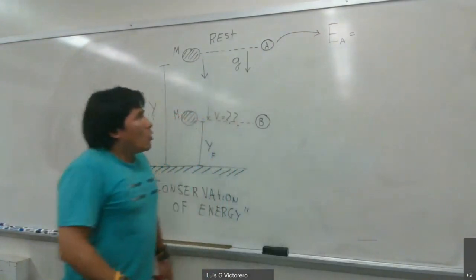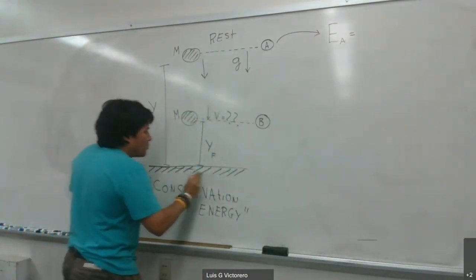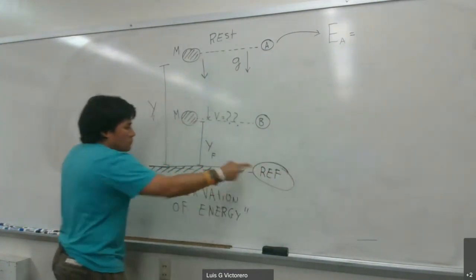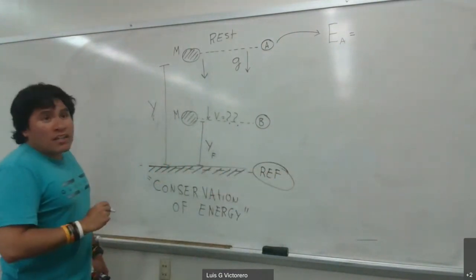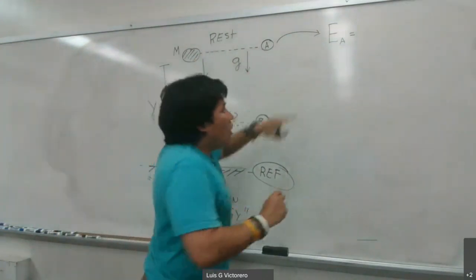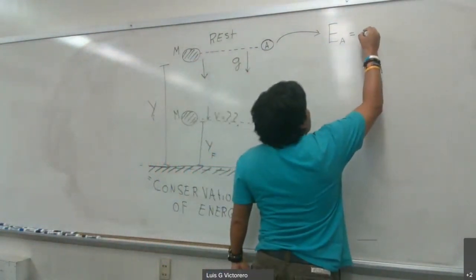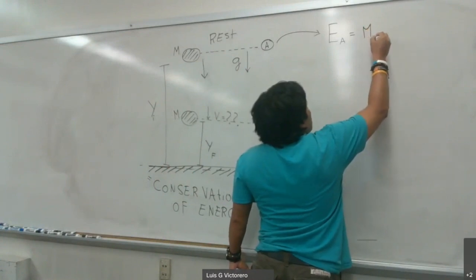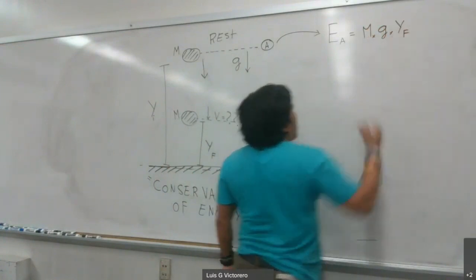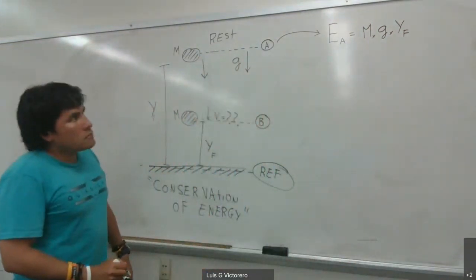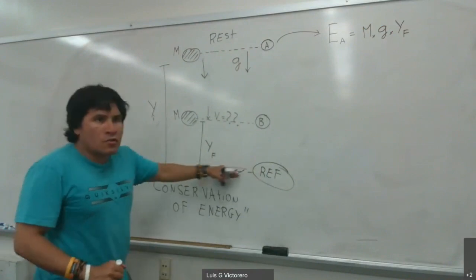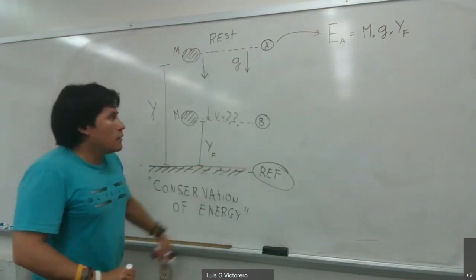is equal to, if we do it with respect to this as my reference, just the potential energy because it's at rest. The energy at A will be the mass times gravity times height, which is y initial. Here it is 0, right? So your reference point is your 0 point.